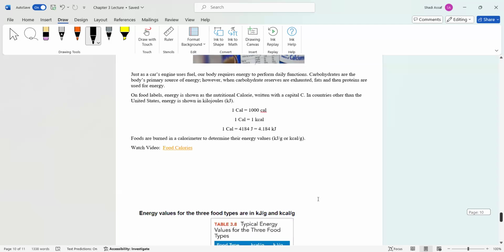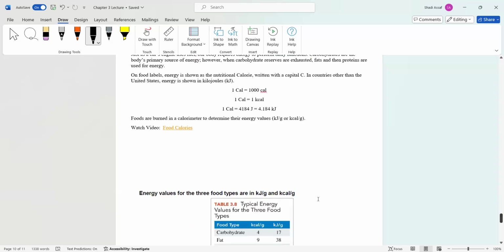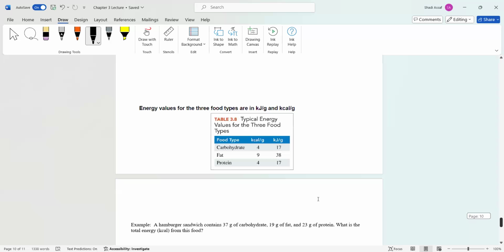So foods are burned in a calorimeter to determine their energy value. If you were to do a lab determining the amount of calories in a food item, you would actually have to burn the food item in the lab and see how much the water temperature rose by. So let's get back to this.